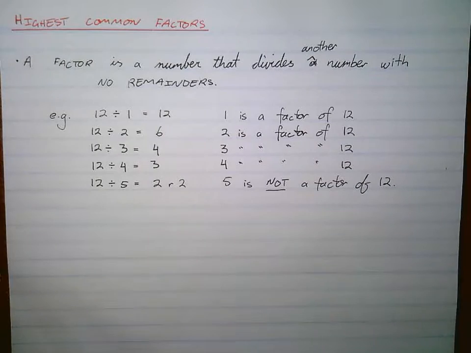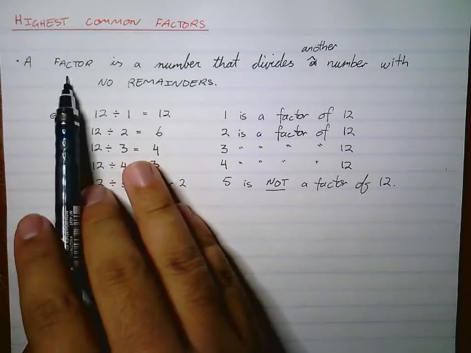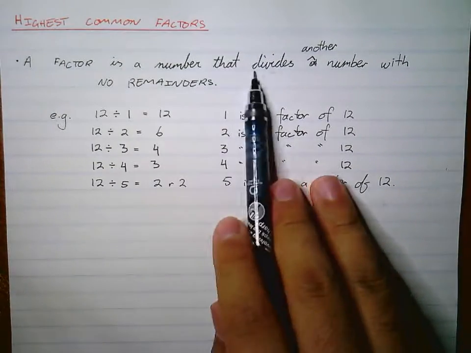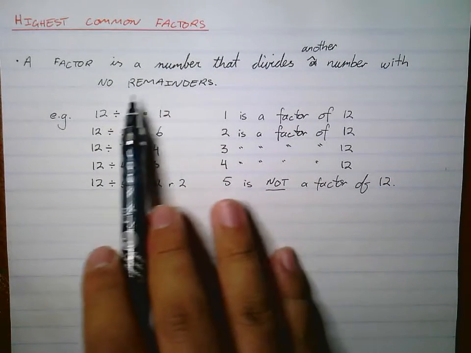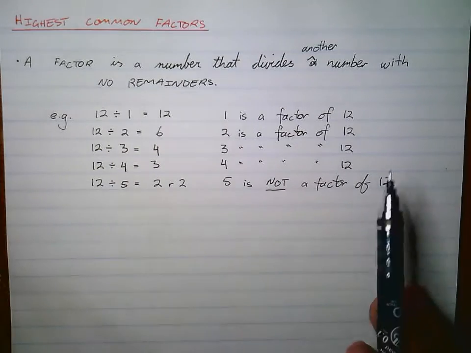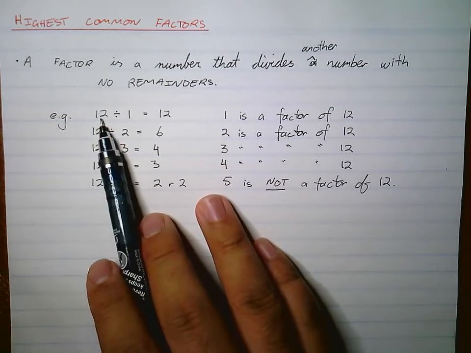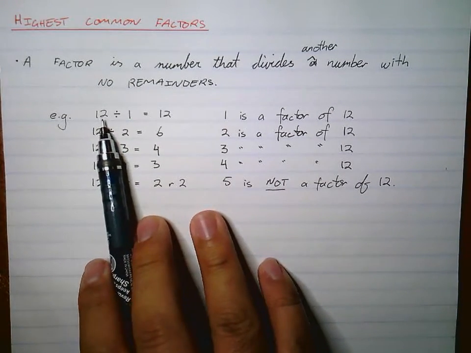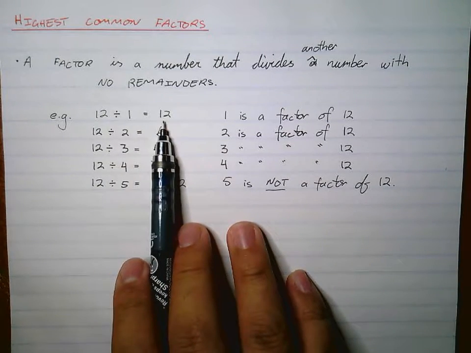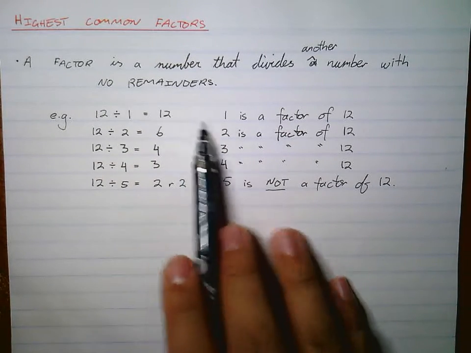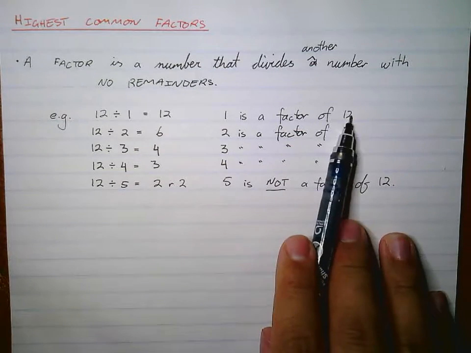In case we've forgotten, a factor is a number that divides another number with no remainders. It's very important that we understand this. So let's take a look at the idea of 12 divided by 1. Well, 12 divided by 1 is 12. Since there are no remainders, 1 is a factor of 12.